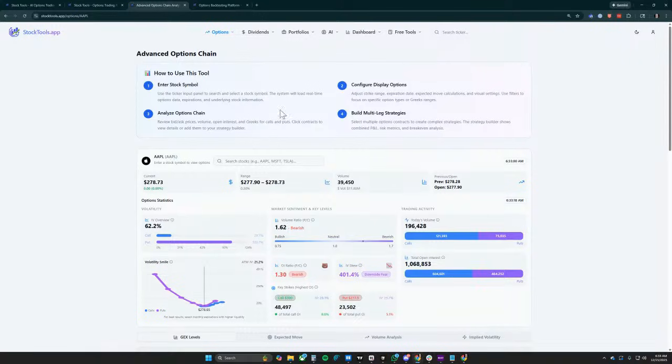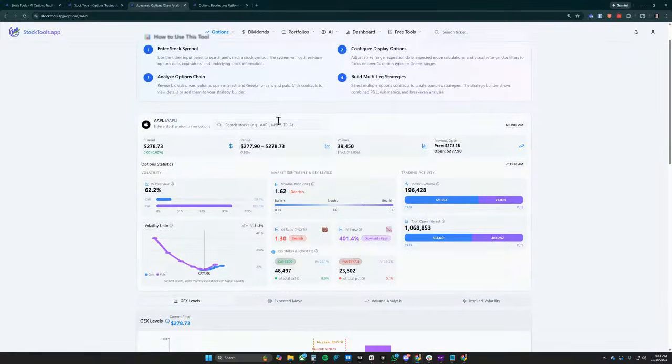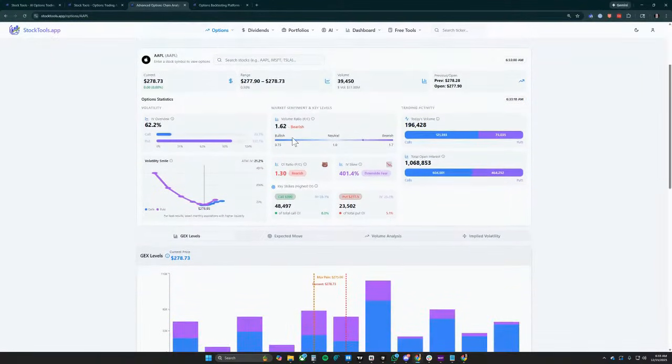The first thing I built was almost like a cockpit for options trading, where I want to see all of the things that are important, right? So what's the IV looking like for these stocks? What's the open interest, the volume, the volatility smile, bullish or bearish?